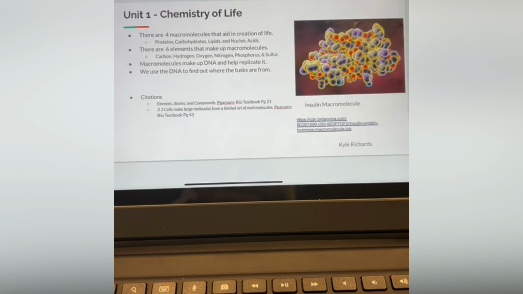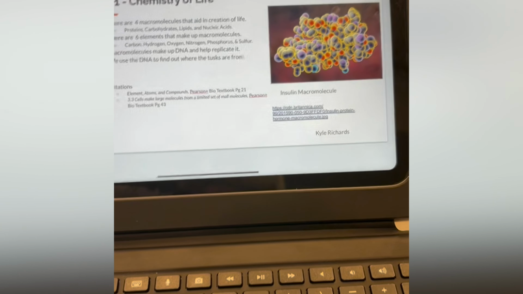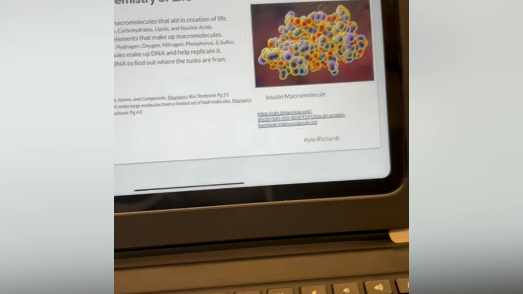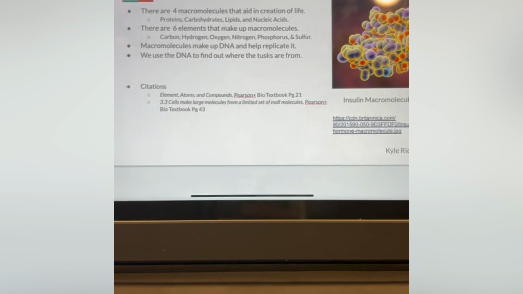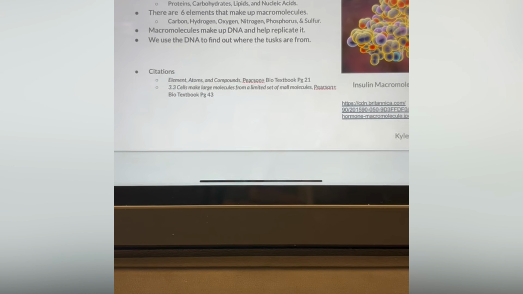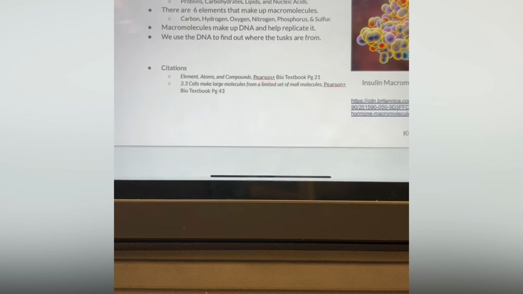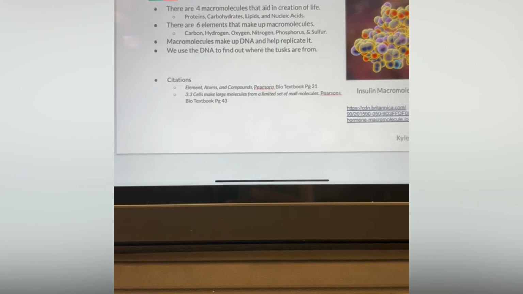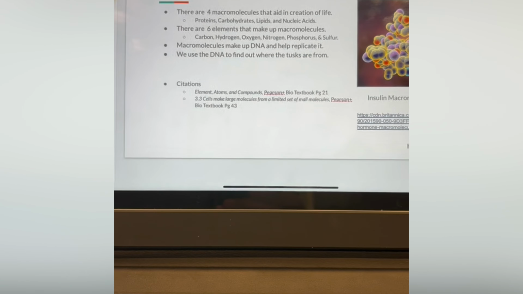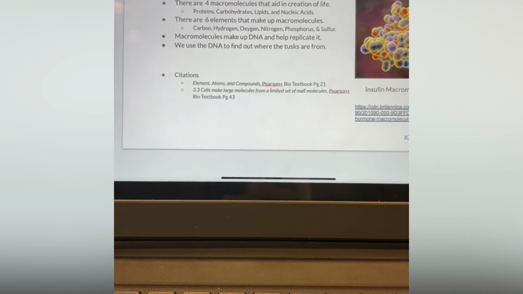Unit 1, Chemistry of Life. There are 4 macromolecules that aid in creation of life. These are carbohydrates, proteins, lipids, and nucleic acids. There are 6 elements that make up macromolecules: carbon, hydrogen, oxygen, nitrogen, phosphorus, and sulfur. Macromolecules make up DNA and help replicate it. We use the DNA to find out where the tusks are from.